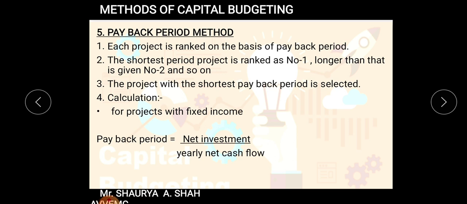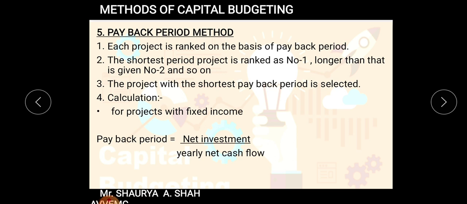Now, fixed income, I can give you an example. Suppose I am investing 5 lakh rupees in a project. So every year, if I am getting 1 lakh rupees of cash flow, it is fixed. So within 5 years, I will receive back my investment which I have made, right? So that is fixed.